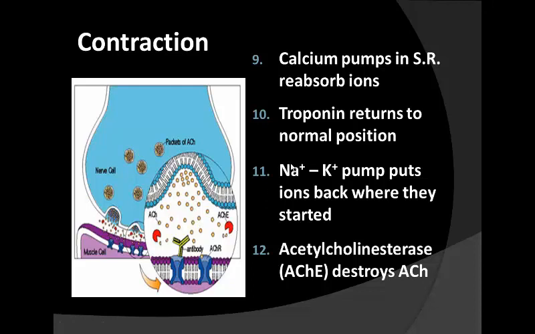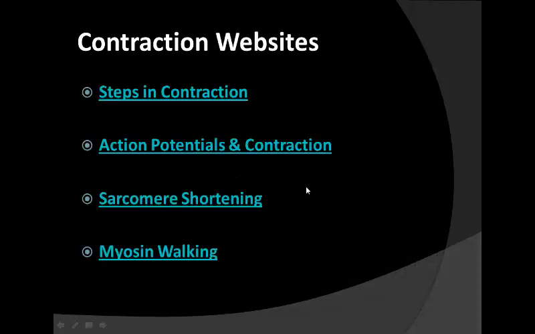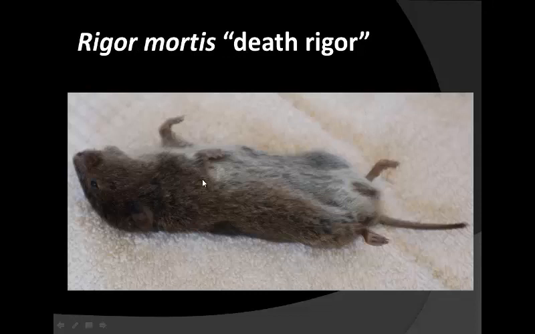So here's the rest of the contraction stuff that was already mentioned in the animation, including the enzyme that's going to destroy the neurotransmitter, causing that signal to stop being sent. And there are some things that you have access to that you can check out if you want. There's kind of a sad little picture, but this makes the point of the ATP that's necessary to let go.